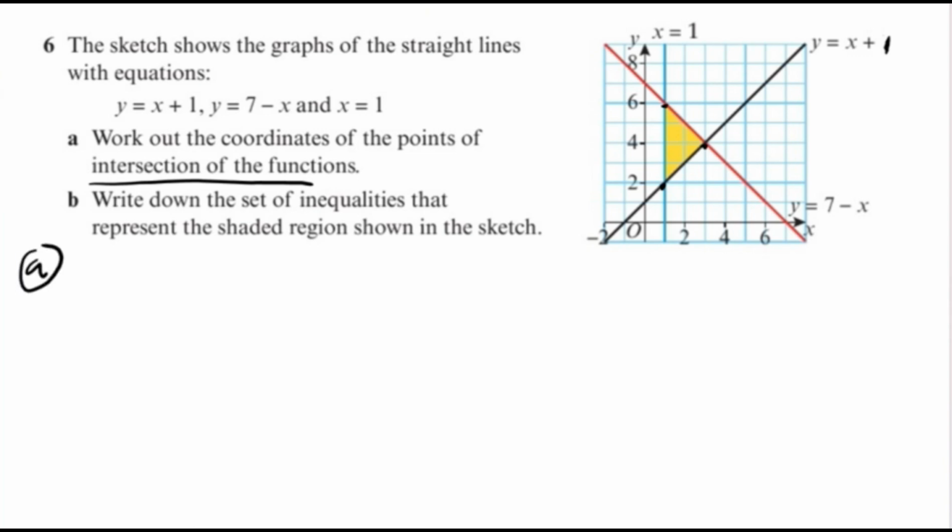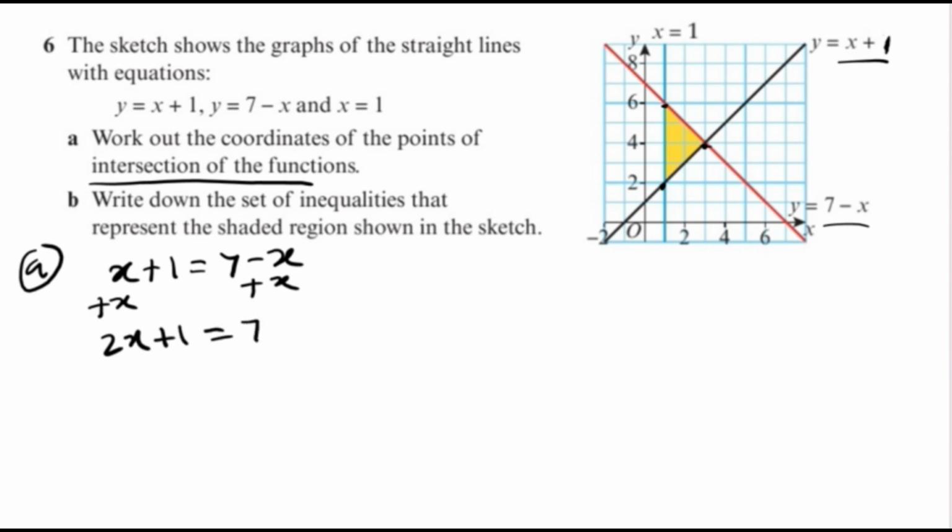So as you can see here, to find this intersection point, we have to equate these two lines. So we can write x plus 1 is equal to 7 minus x. That will give us this intersection point. Simplify it. So you can do plus x both sides. So 2x plus 1 equal to 7, minus 1. So 2x is equal to 6. Divide by 2, x is equal to 3. So that will give us x coordinate. Now we have to find the y coordinate.